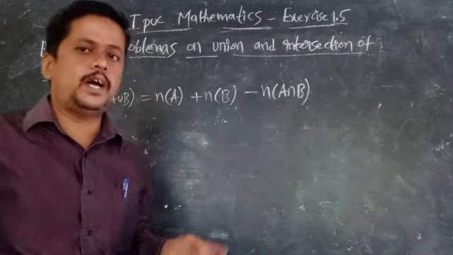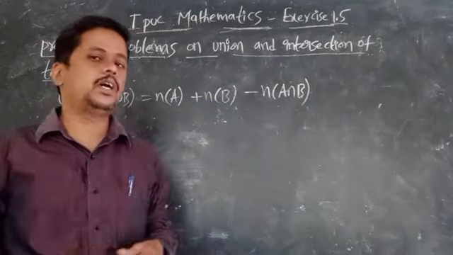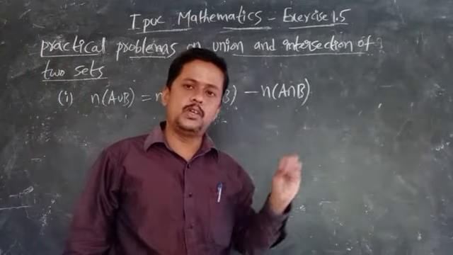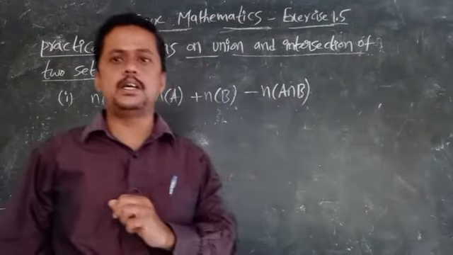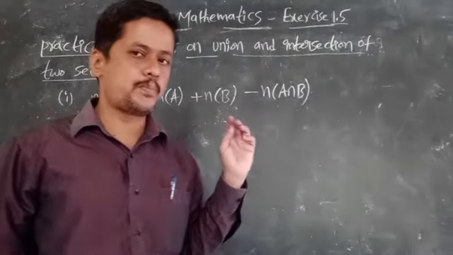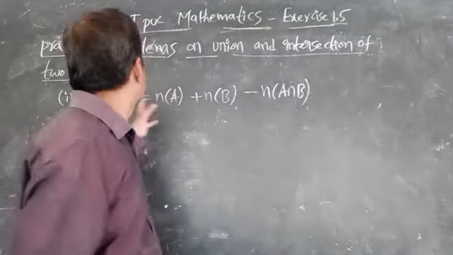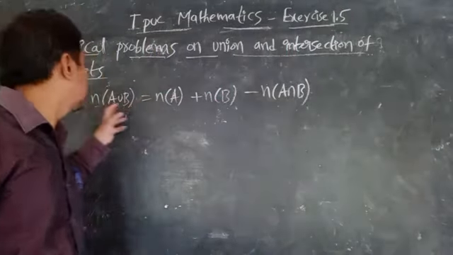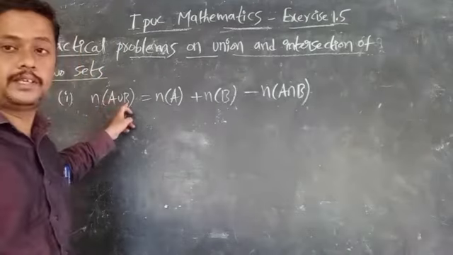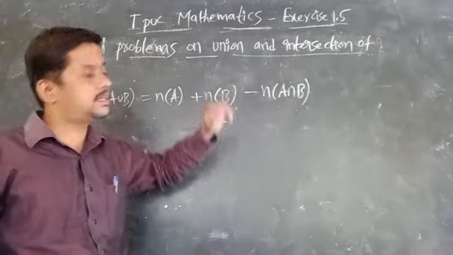We have three formulas. First you have to learn these three formulas. If you learn them, you can do the problems in the exercise very easily. This is a 5 marks question for the main examination. See, this is the first formula: n of A union B is equal to n of A plus n of B minus n of A intersection B.